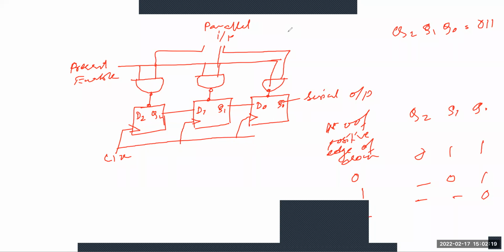Okay, and the last case, that is the parallel in parallel out shift register.